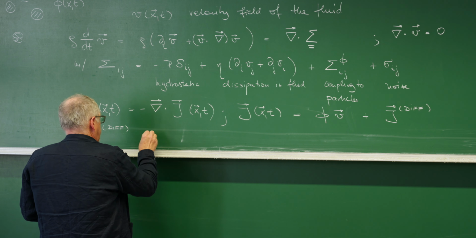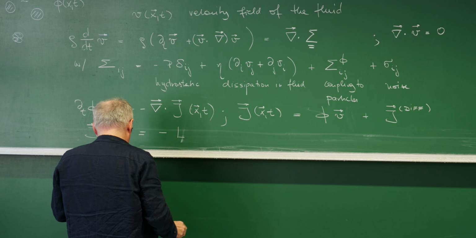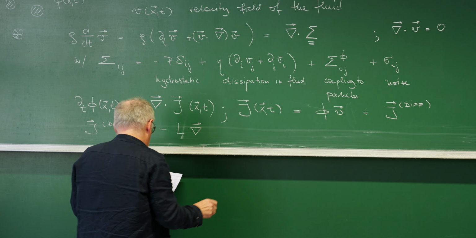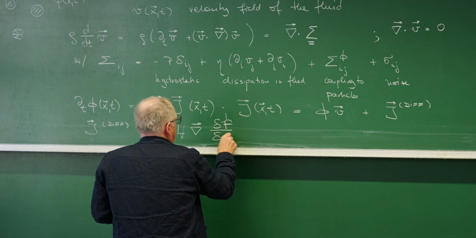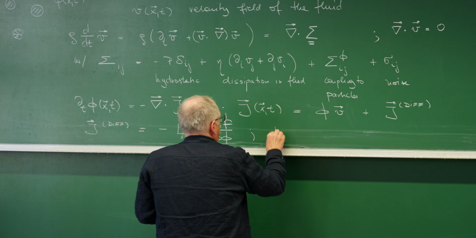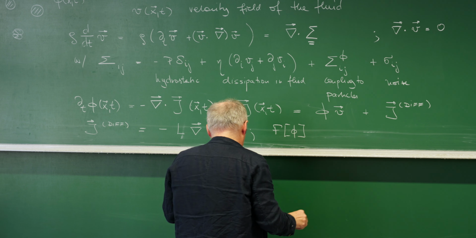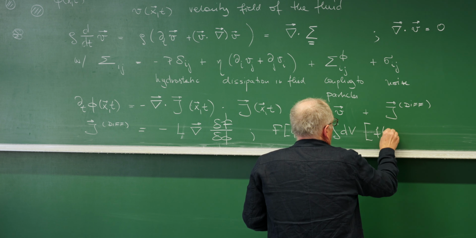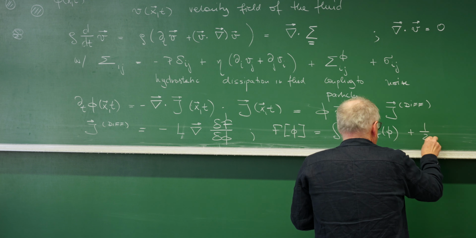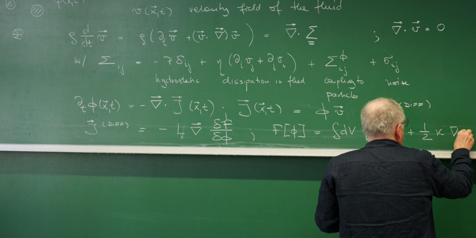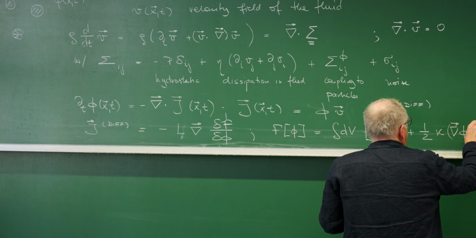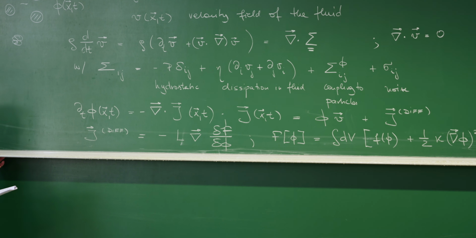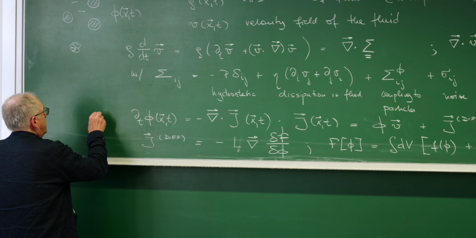And there we assume that this is given by minus an Onsager coefficient, L, times nabla df d phi, where our f, the free energy functional of phi, has the structure of a volume integral over a local free energy part plus a half times kappa nabla of phi squared. Okay, so those are my equations of motion.